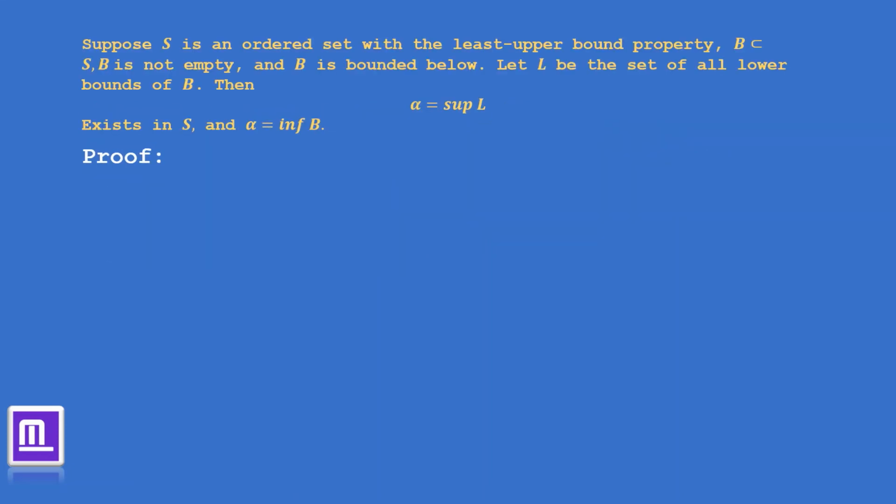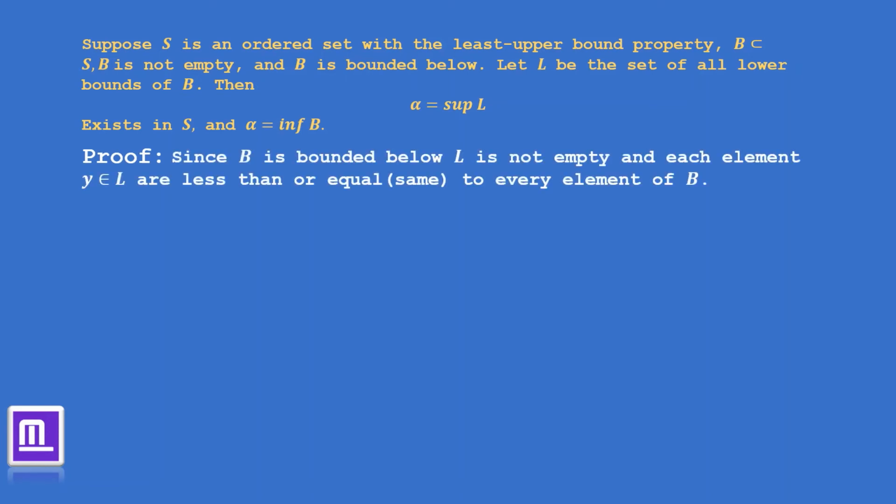Now coming to the proof of this: since B is bounded below, L is not an empty set. There must be some element which is a lower bound. Okay, so L is not an empty set, and each element, say y, is less than or equal to every element of B. So these things are a little clearer.